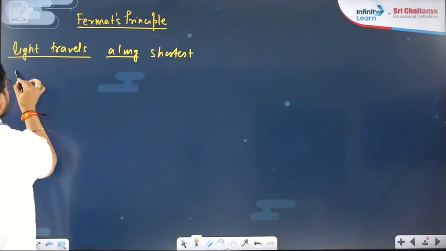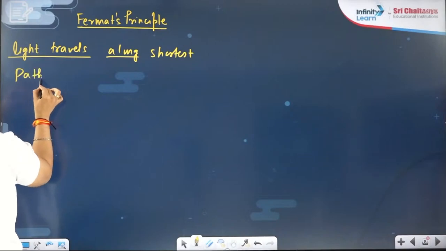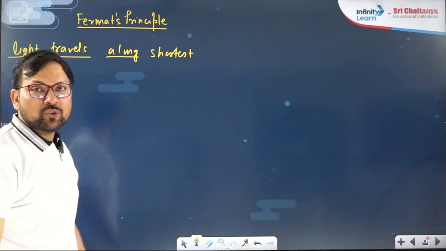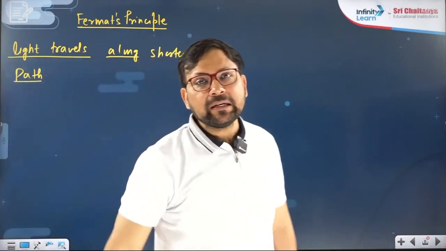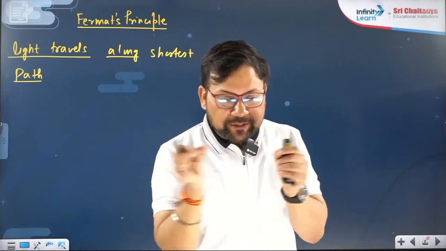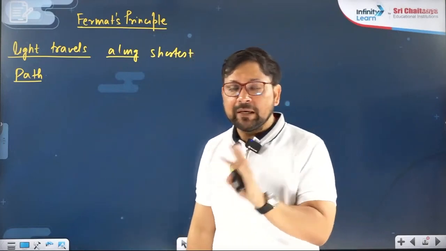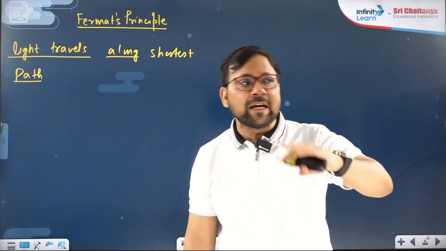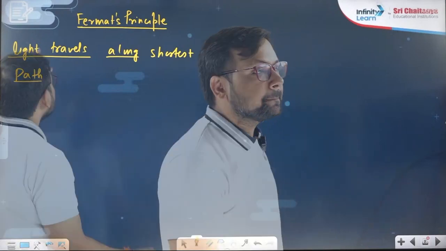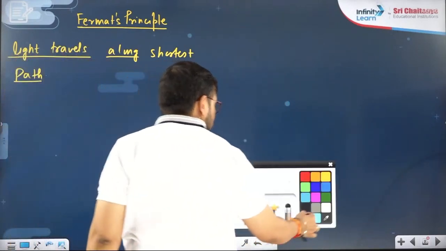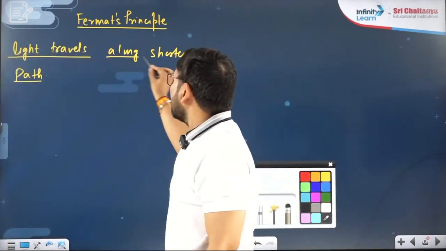Okay, light travels along the shortest path. When light has to go from one point to another point, it travels through the shortest path. That is Fermat's principle, which we use in reflection as well as in refraction. So what is Fermat's principle? It says that light travels along the shortest path.